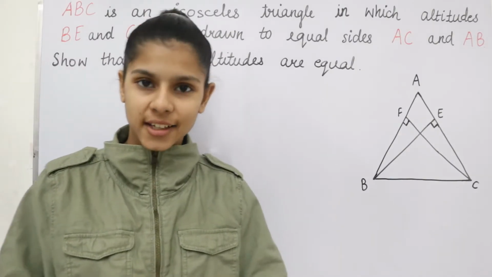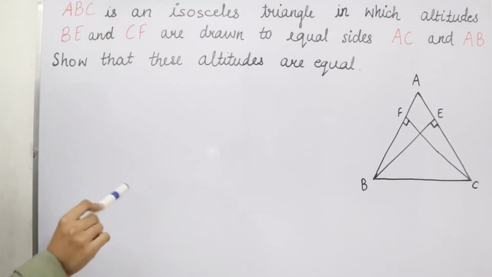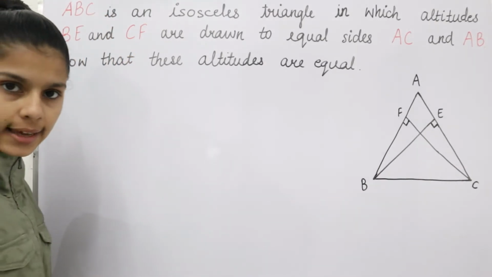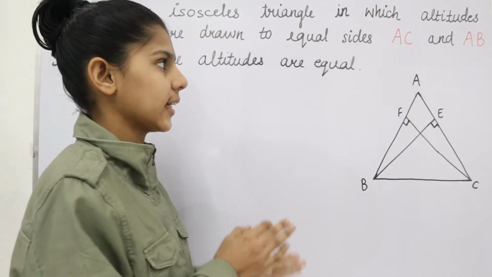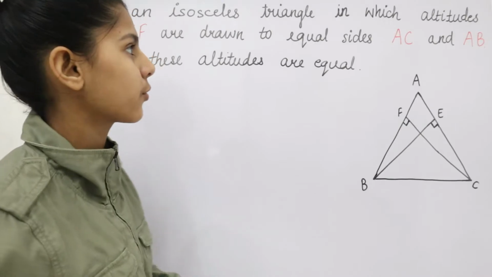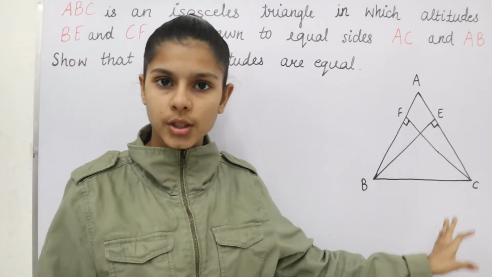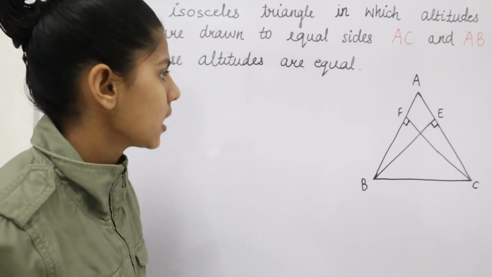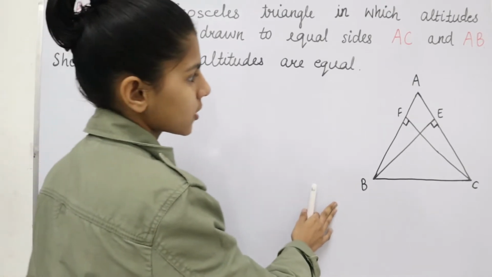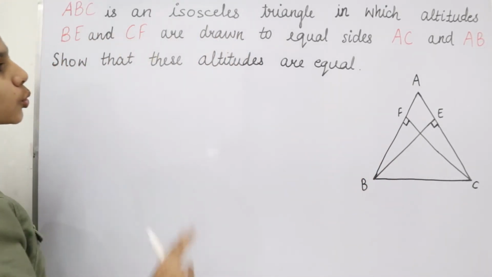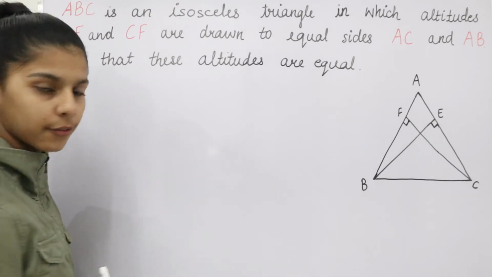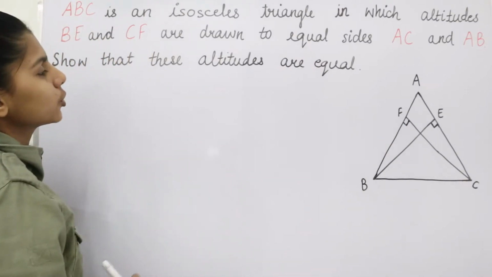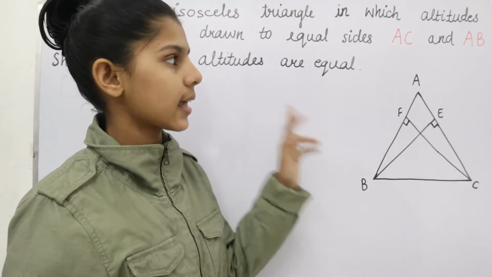So friends, here is our next question. It is, ABC is an isosceles triangle in which altitudes BE and CF are drawn to equal sides AC and AB. So as you can see in the figure, this is an isosceles triangle. An isosceles triangle is a triangle which has two sides equal. So in this isosceles triangle ABC, there are two altitudes, BE this altitude and CF this altitude. There are two altitudes and they are drawn to equal sides AC and AB.